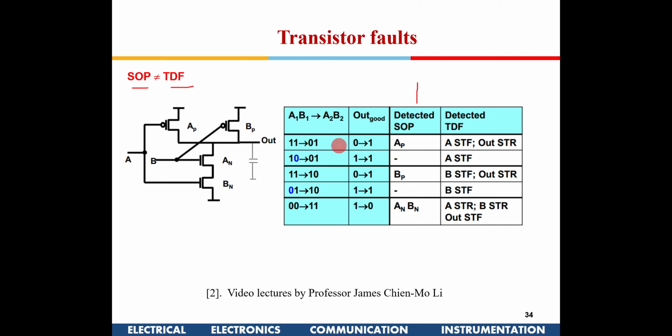If you see here, this is one NAND gate simulation, and this is the output that is to be good, and the stuck-open faults which will be detected by these transitions are this, whereas the delay faults are a different kind of fault. So the number of test vectors required will be different. The kinds of test vectors required for detecting SOP or TDF are different.